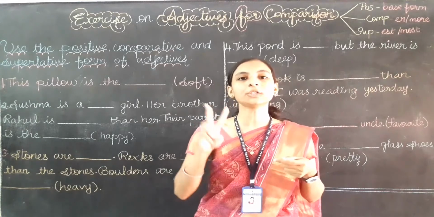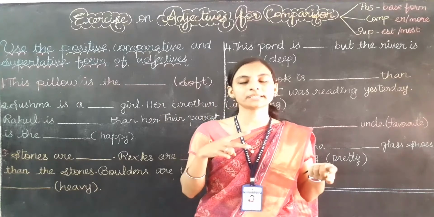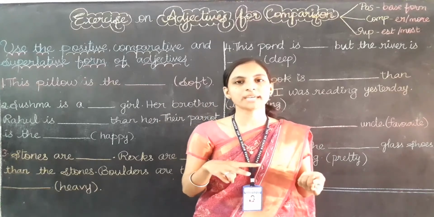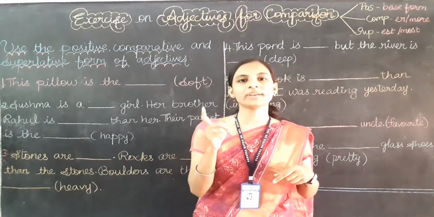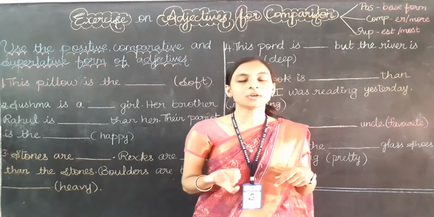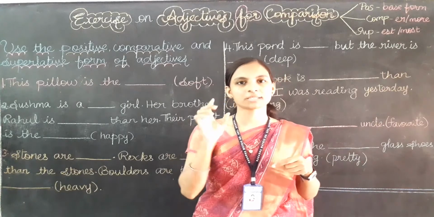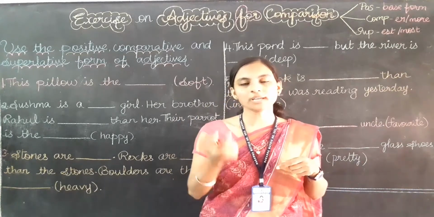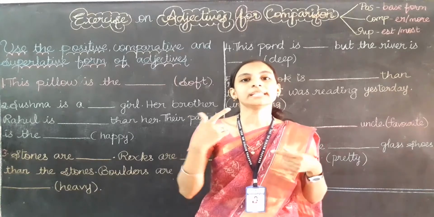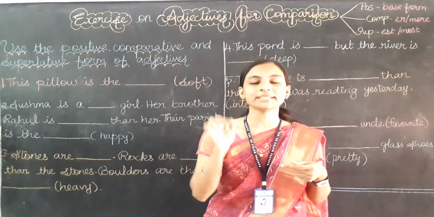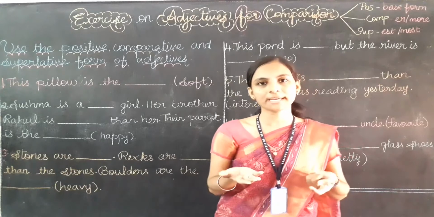Yes, when we compare two persons or two objects, when we compare a person or a thing between two persons or two objects, that belongs to comparative degree. And when the adjective is a small word, in those words we use er after the adjective. For example, tall is a small word. So when we are comparing this adjective, then we add er after the adjective to show the comparison.